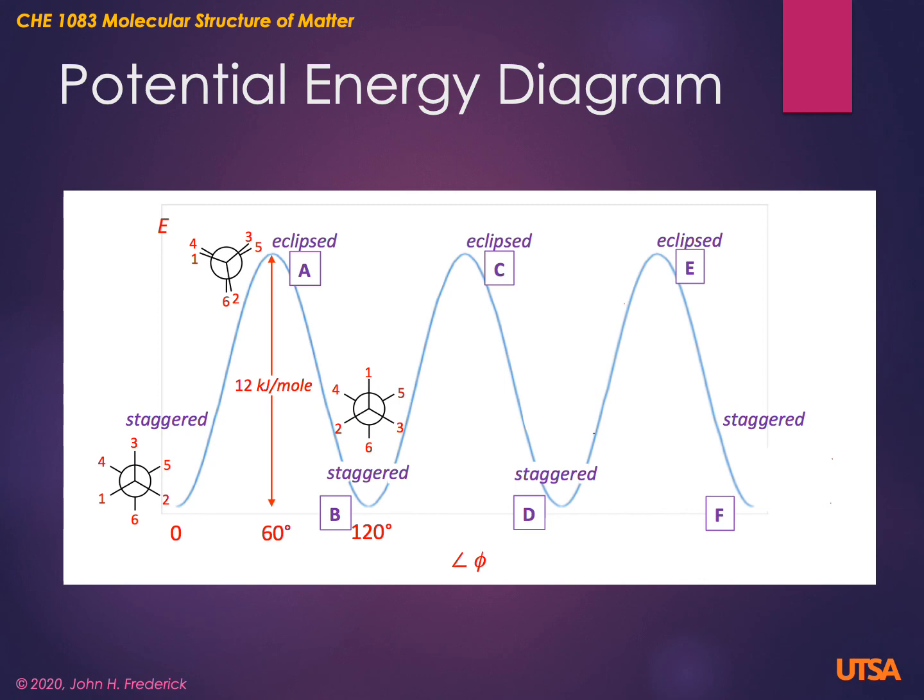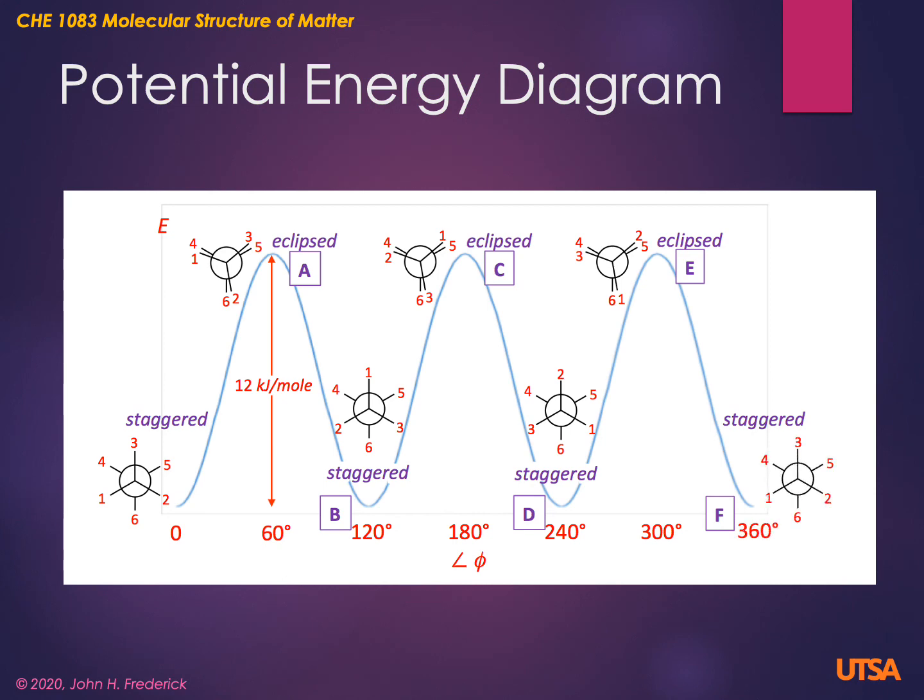This staggered conformation is equivalent to the initial conformation, so it will have the same potential energy at the bottom of this oscillating curve. We can continue this analysis and see that every time the molecule is eclipsed, it corresponds to a peak in this oscillation, and every time it is staggered, it corresponds to a valley in this oscillation. So a relatively straightforward thing to understand.